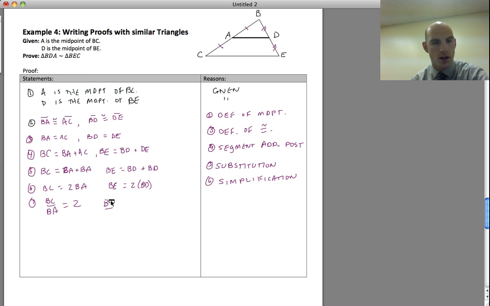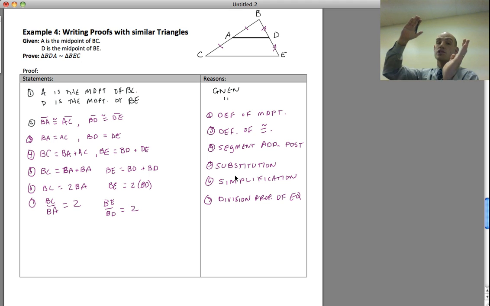On the same note, we can also talk about the other side that we're trying to prove something about. And we can say BE over BD is also equal to 2. Because think about this. The side is twice this little piece. So this side over the small piece is 2 over 1. And so that really is just the division property of equality. Because we know that one of them is 2 of the other one. So 2 over 1 would be 2, right?